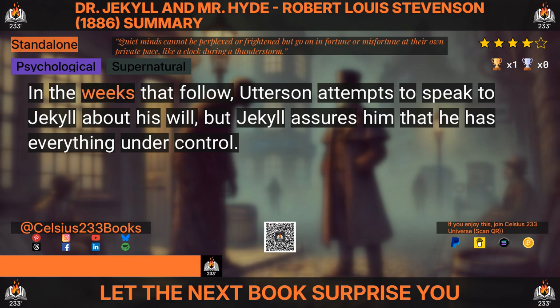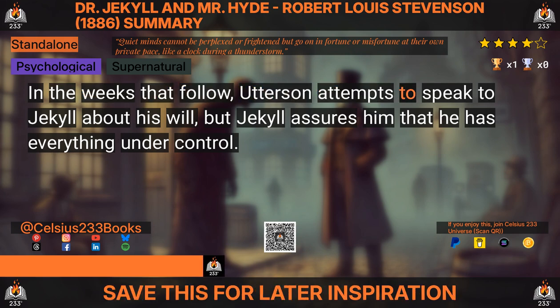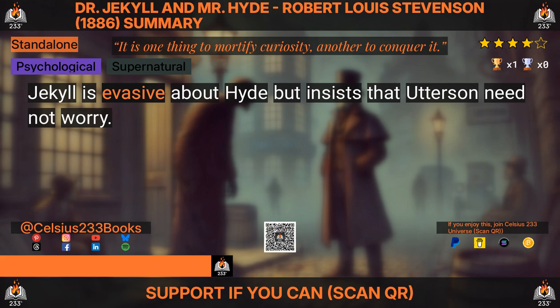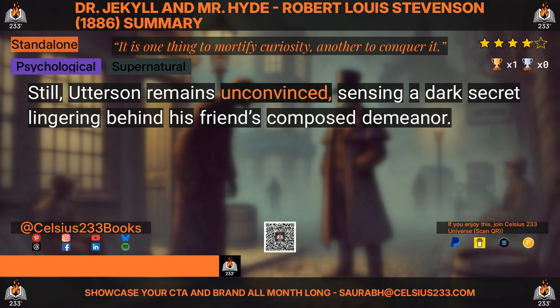In the weeks that follow, Utterson attempts to speak to Jekyll about his will, but Jekyll assures him that he has everything under control. Jekyll is evasive about Hyde, but insists that Utterson need not worry. Still, Utterson remains unconvinced, sensing a dark secret lingering behind his friend's composed demeanor.